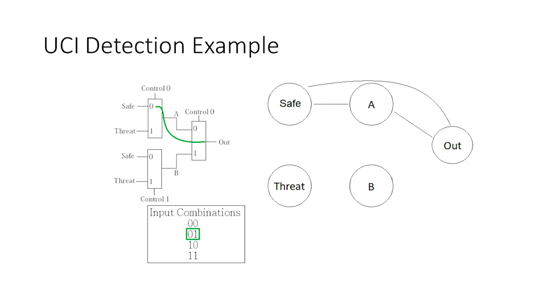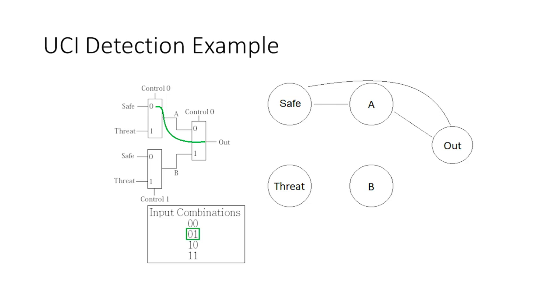Now, although we switched the bottom left multiplexer's input from 0 to 1 so that it's now passing the threat value to B, we didn't change the first bit, or the value for control 0. So the multiplexer on the top left is still feeding a safe value to A, and the multiplexer on the top right is still feeding A to out. The Blue Chip algorithm in this case will simply remove the path link between safe and B and out.